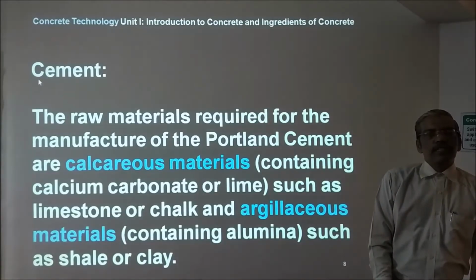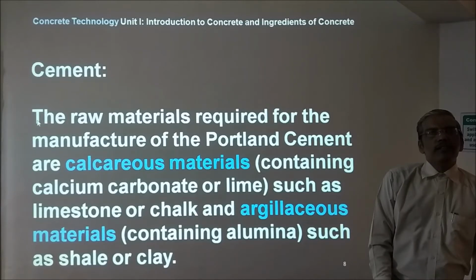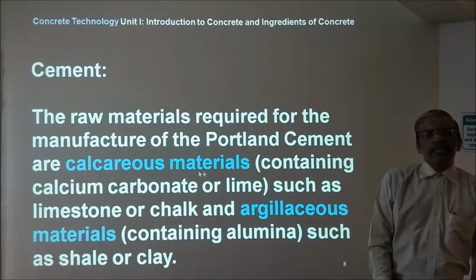So first we will see the manufacturing of the cement. The raw materials required for the manufacture of Portland cement are calcareous materials and argillaceous materials. Calcareous materials contain calcium carbonate or lime, such as limestone or chalk, and argillaceous materials contain alumina, such as shale or clay.